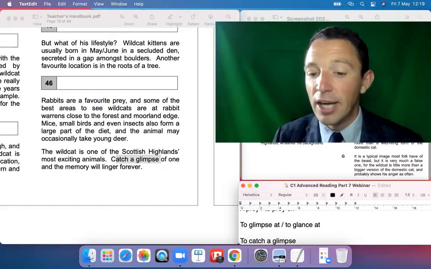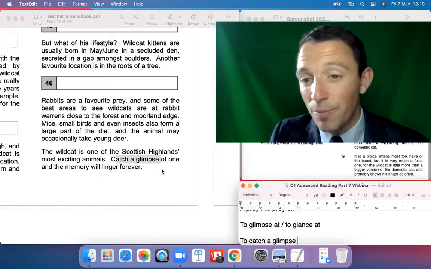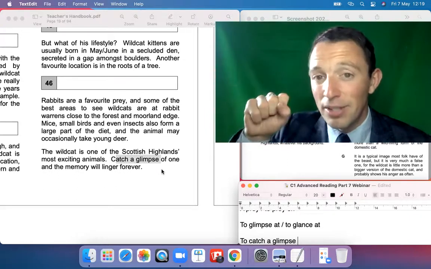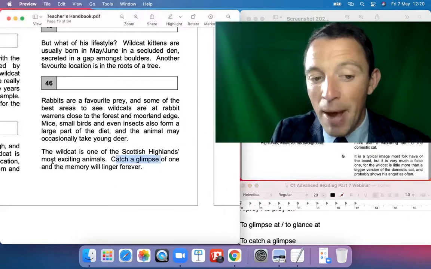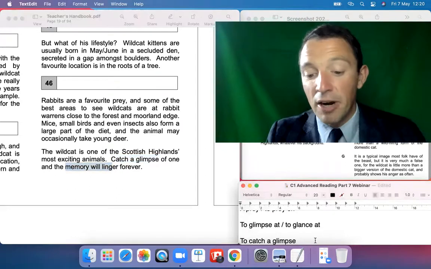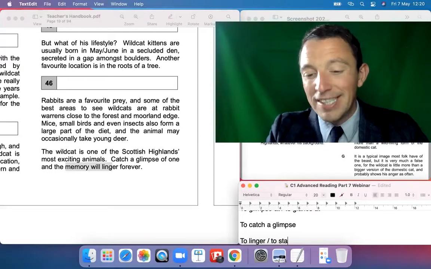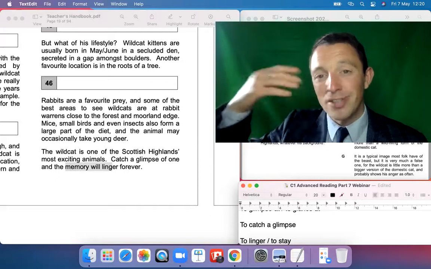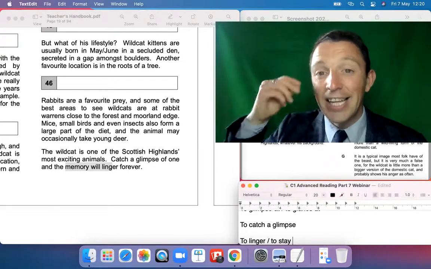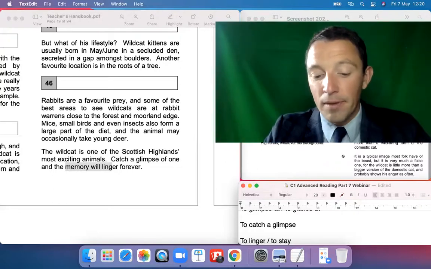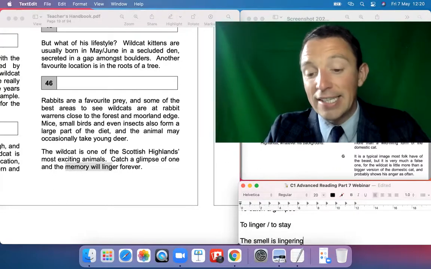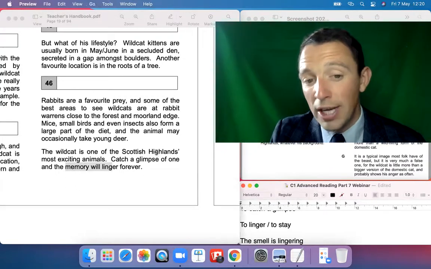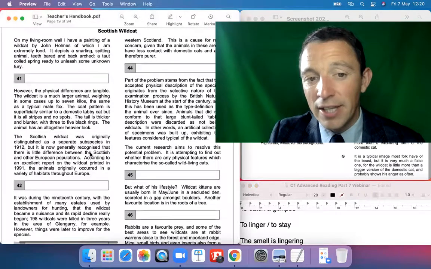Okay, so it's really, really good. And here, catch a glimpse of one, the significance is you see a cat because they're difficult, they're very fast. But if you catch a glimpse, you see them very, very quickly. The memory will linger forever. Okay, and the verb is to linger. And it means maybe to stay. It's related to the smell. So if there's a bad smell and the bad smell continues and continues and stays, that's the appropriate verb. We say the smell is lingering, and the significance is the smell is staying in that situation. So really good vocabulary. So difficult exercise, very, very difficult exercise.